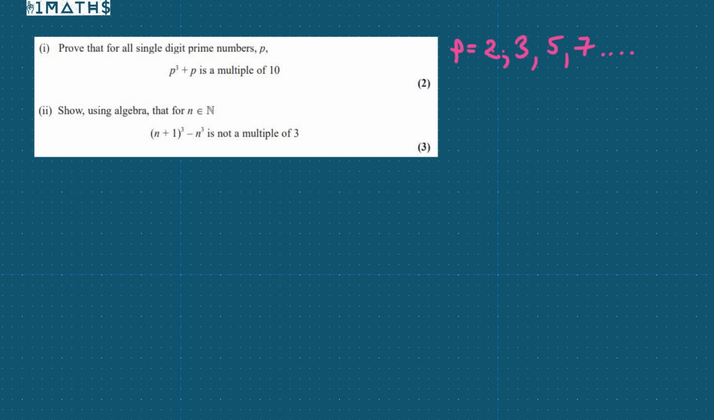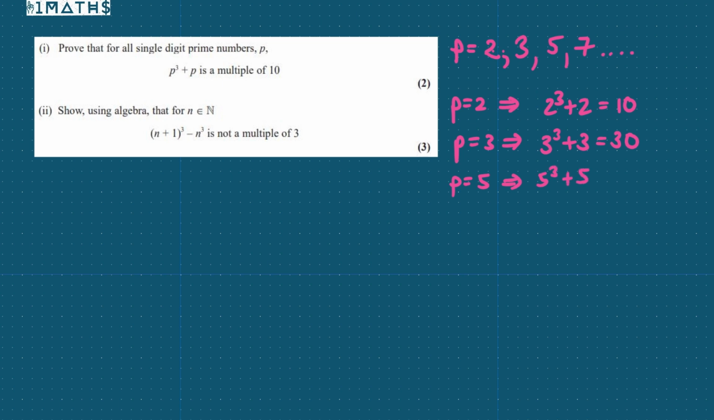statement is true. When p is equal to 2, I get 2 cubed plus 2, that's 8 plus 2, which is 10. When p is equal to 3, I get 3 cubed plus 3, 27 add 3 is 30. When p is equal to 5, 5 cubed, 125, plus 5 gives me 130. And when p is equal to 7, I've got 7 cubed, add 7, so that's 343, add 7, which is 350.